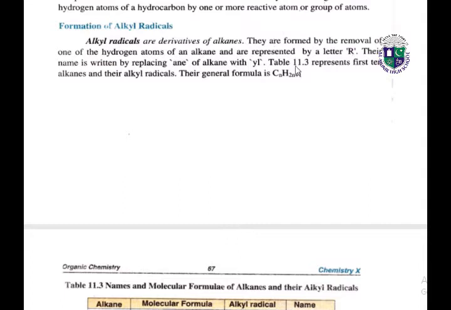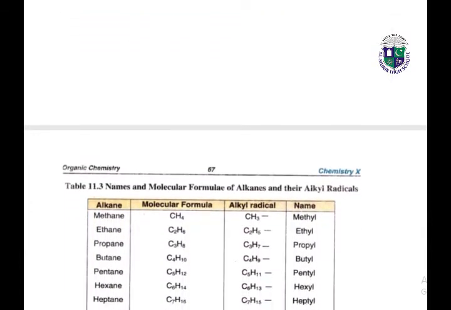इनको कैसे derive किया जाता है, कैसे form किया जाता है? अगर हम alkanes में से एक hydrogen atom को remove कर दें तो we will form the alkyl radicals. It is represented by letter R. Their name is written by replacing A and E. हम alkane के name में से A and E को replace करके YL के साथ हम इनके names को form करते हैं. So table 11.3 represents the first 10 alkanes and their alkyl radicals.